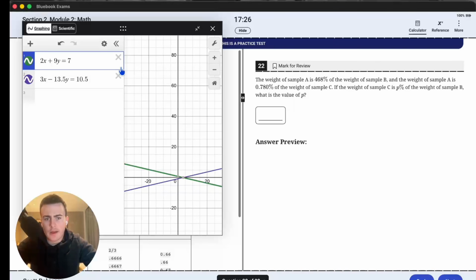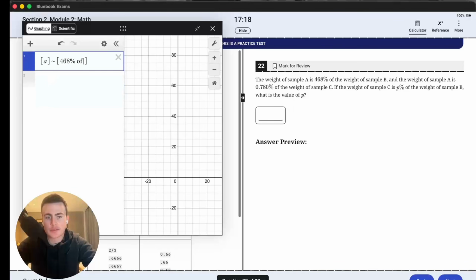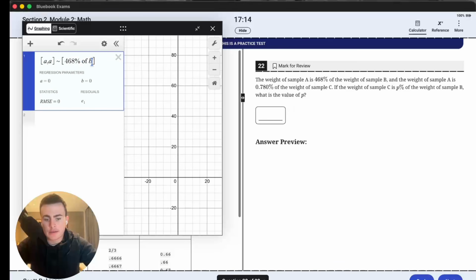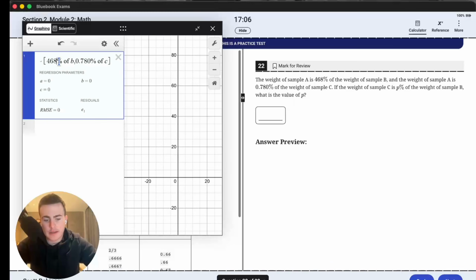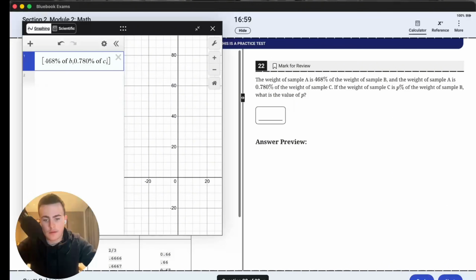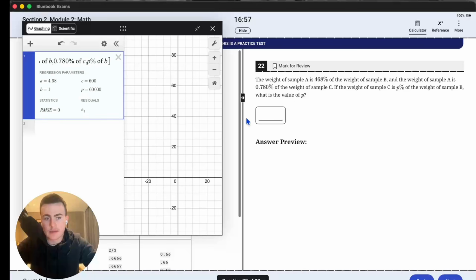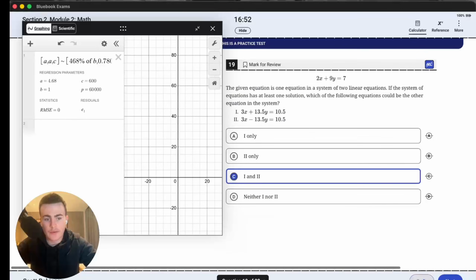Oh, this is easy. Good. The weight of sample A is 468% of the weight of sample B. So A is 468% of B. And then the weight of A is 0.780% of C. And then it says if the weight of sample C is P% of B, P is 60,000. Easy peasy. So we have what, 3 left?